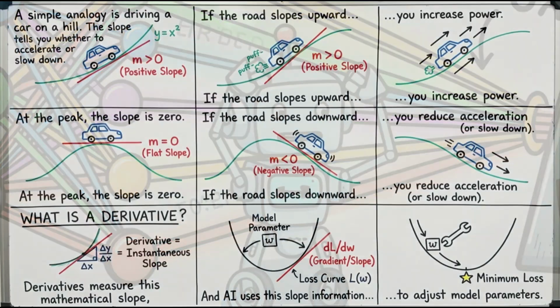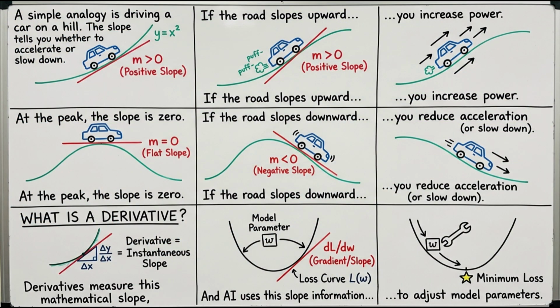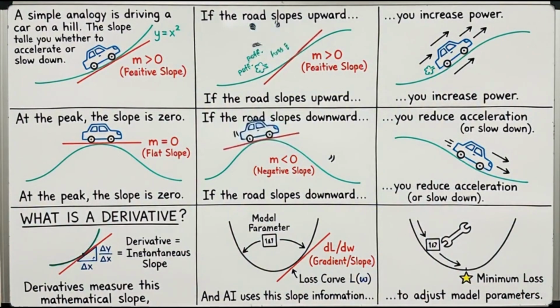A simple analogy is driving a car on a hill. The slope of the road tells you whether the car should accelerate or slow down. If the road slopes upward, you increase power. If the road slopes downward, you may reduce acceleration. Derivatives measure this mathematical slope, and AI uses this slope information to adjust model parameters.